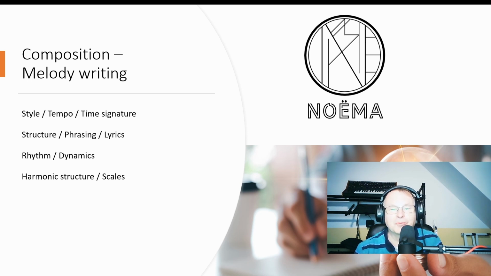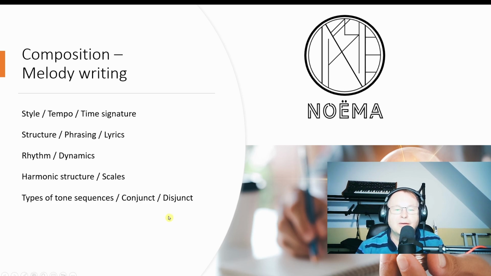Scales, of course. This will make a huge difference. Will you use an Ionian, Mixolydian or even a Dorian scale? Not to mention some ethnic scales used in folk music in countries all over the world. Eventually the scale is the note reservoir you can choose from when writing your melody.